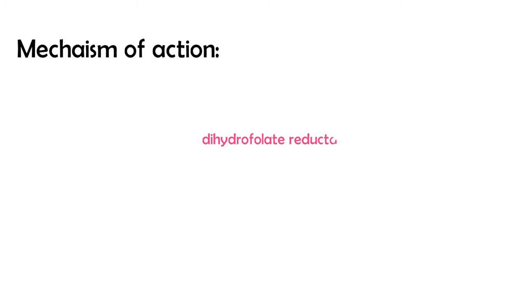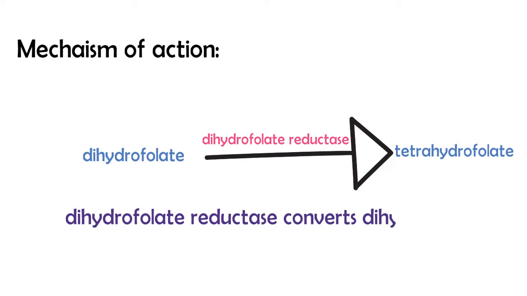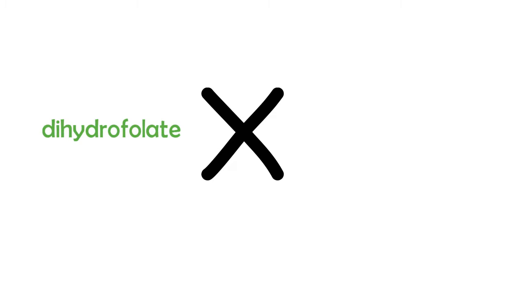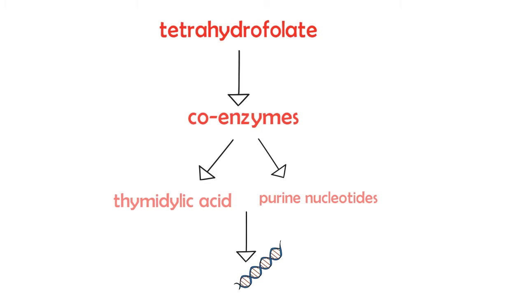Now, mechanism of action, what we have over here is folic acid, and we have an enzyme dihydrofolate reductase. Now, what does dihydrofolate reductase do? It converts the dihydrofolate into tetrahydrofolate. So what methotrexate does is it stops the action of dihydrofolate reductase, the enzyme. So we can't convert dihydrofolate into tetrahydrofolate. Why? Because this tetrahydrofolate gives rise to a number of coenzymes that are used in DNA synthesis.